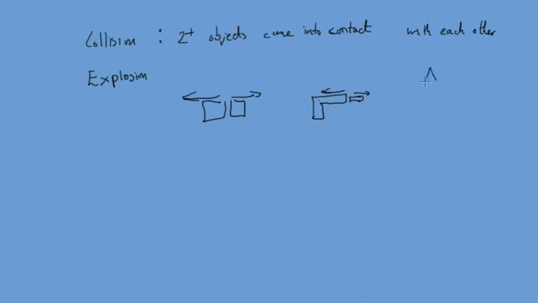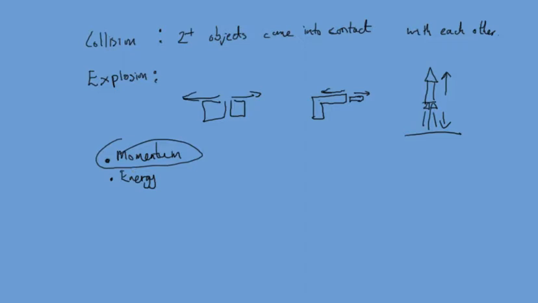Another one would be a rocket blasting off into space. You've got your rocket going upwards, and you've got the expulsion gases coming down. So that is an example of explosive collisions. When we think about collisions, we have to consider momentum and energy transfers. We're going to look at momentum first.